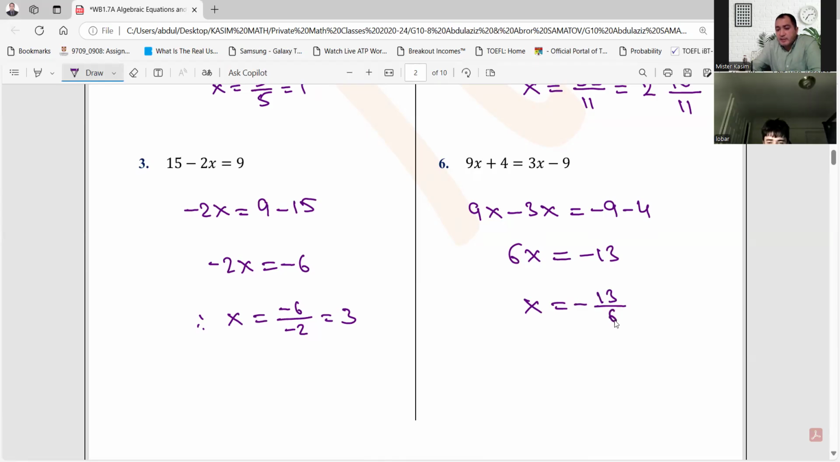It's an improper fraction because the numerator is greater than the denominator. Can you change this to a mixed number? Actually, 13 we can write as 12 plus 1, right? And 12 divided by 6 is 2. So 2 and 1 over 6. And that's the idea of how to change it into a mixed number. So that's 1 over 6. Okay, all right.